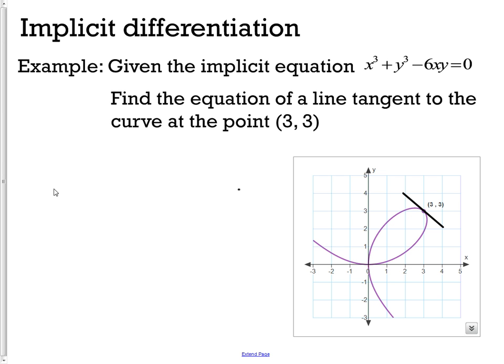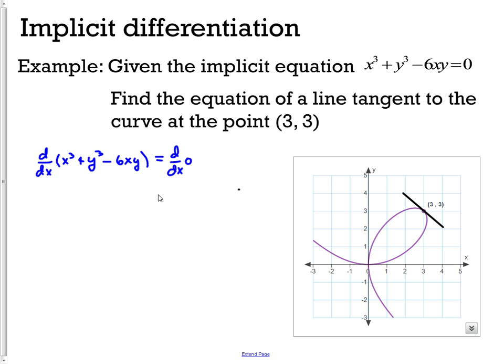Well, we're going to take our derivative implicitly on both the left and the right hand side of the equation. So let's do that. Let's take the derivative with respect to x. We've got x cubed plus y cubed minus 6xy. And we're going to set that equal to the derivative with respect to x of 0.